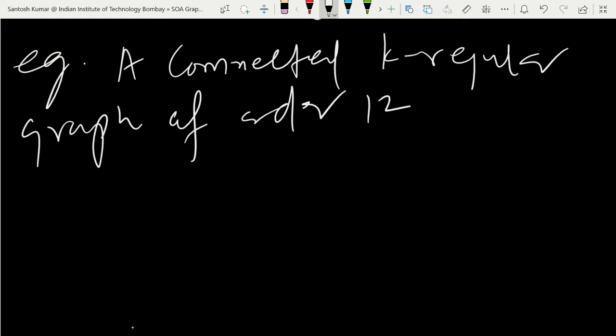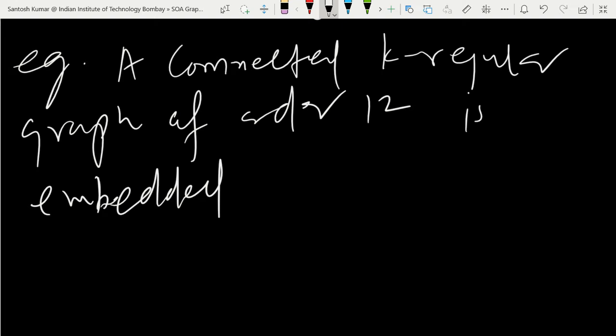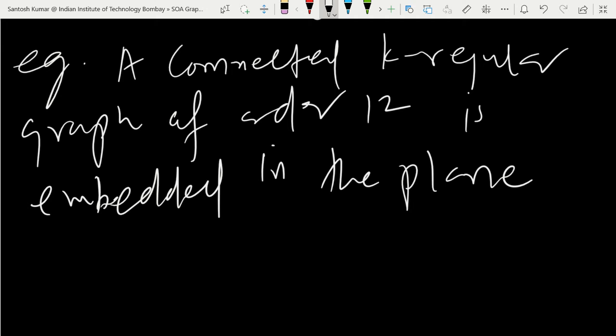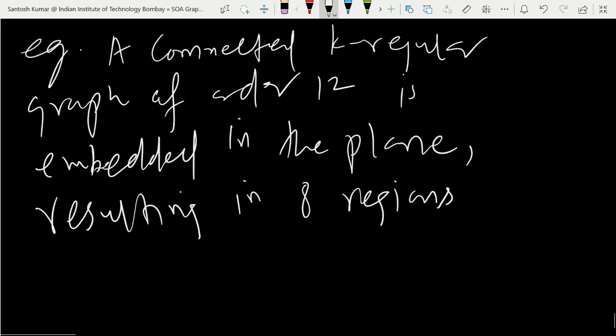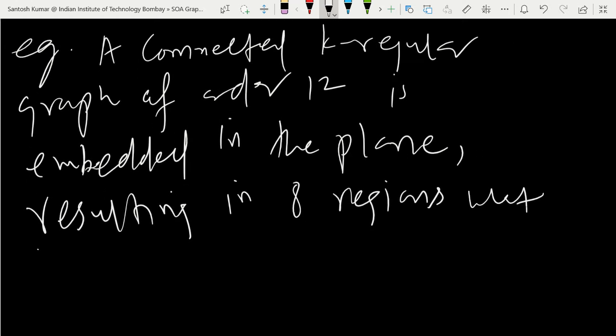of order 12 is embedded in a plane, resulting in eight regions. So what is the value of k?